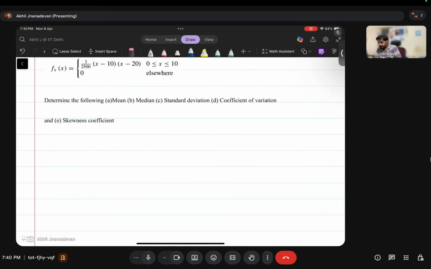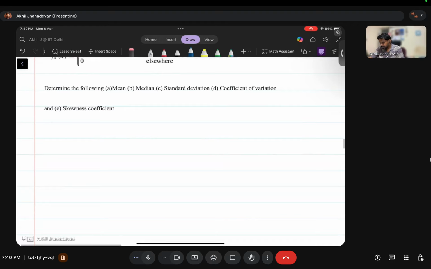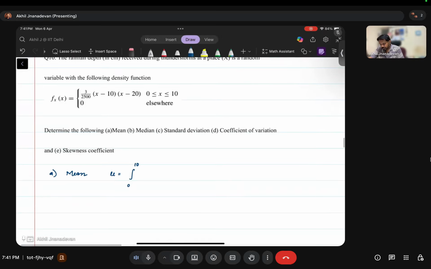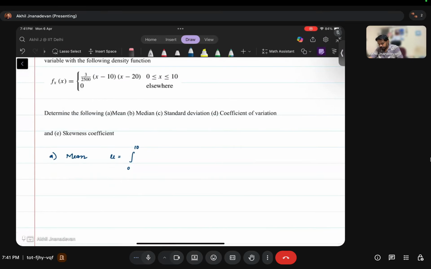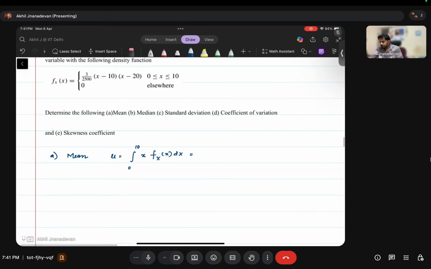We can start. We will follow the same formula, but since it is a continuous random variable, instead of summation we will be using an integral. So A is the mean, and the mean mu will be given as the integral from 0 to 10, so x varies from 0 to 10, of x f(x) dx. This will give us our mean.